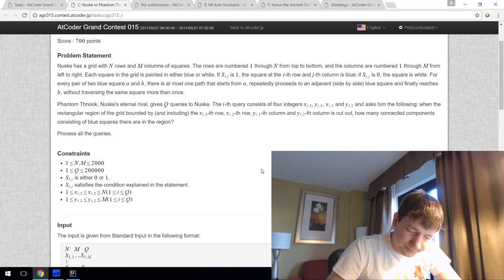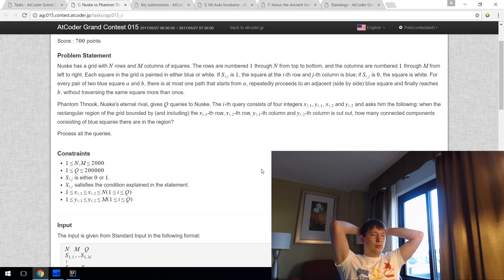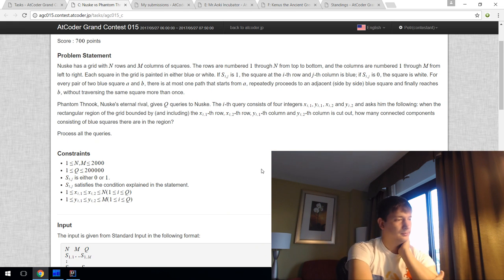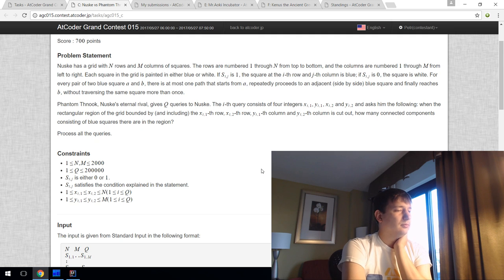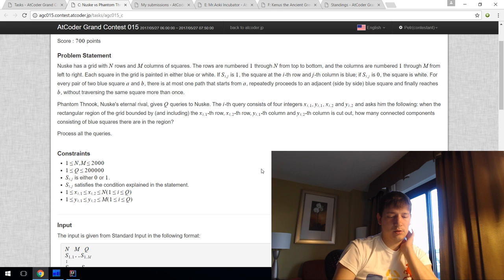So if we have a path like this, then two cuts, but we have two components, and then if we have a path like this, also two cuts but one component. So how do we differentiate those? Interesting. And actually we can have, yeah, like this for example, and then four cuts give only two components, and it can be anything.